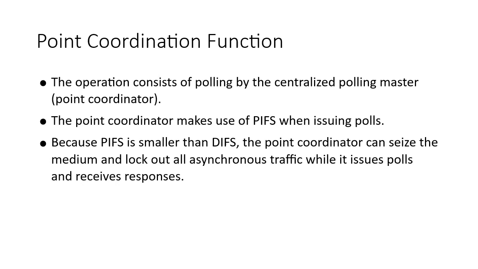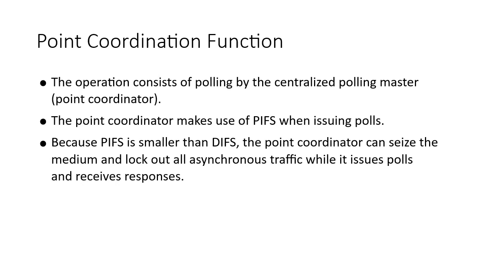PCF is an alternative access method implemented on top of the DCF. The operation consists of polling by the centralized polling master, or the point coordinator. The point coordinator makes use of PIFS when issuing polls. Because PIFS is smaller than DIFS, the point coordinator can seize the medium and lock out all asynchronous traffic while it issues polls and receives responses.